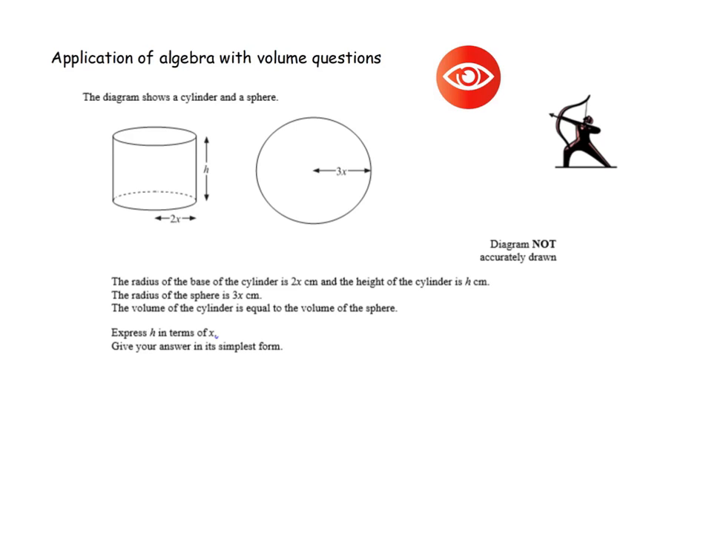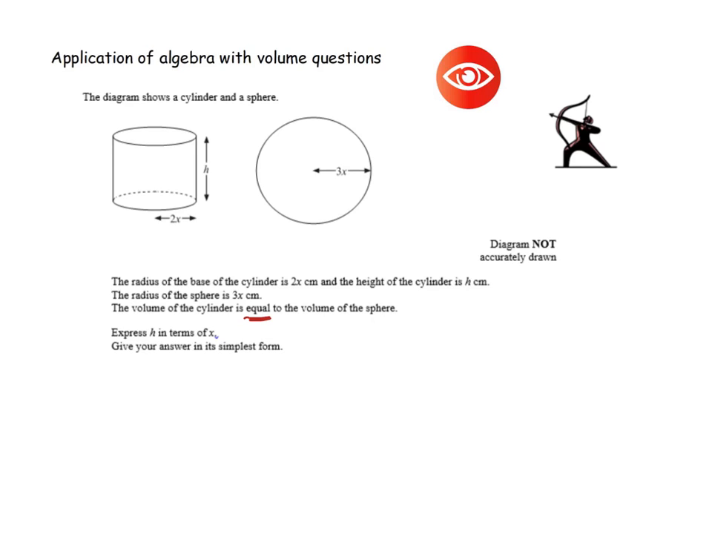So we're applying the cylinder and sphere volume formulas to application of algebra. It just means that we don't actually have a number, we just have some letters in there instead. The formulas stay the same. The key part in the question is the fact that something is equal. So the volume of the cylinder is equal to the volume of the sphere.